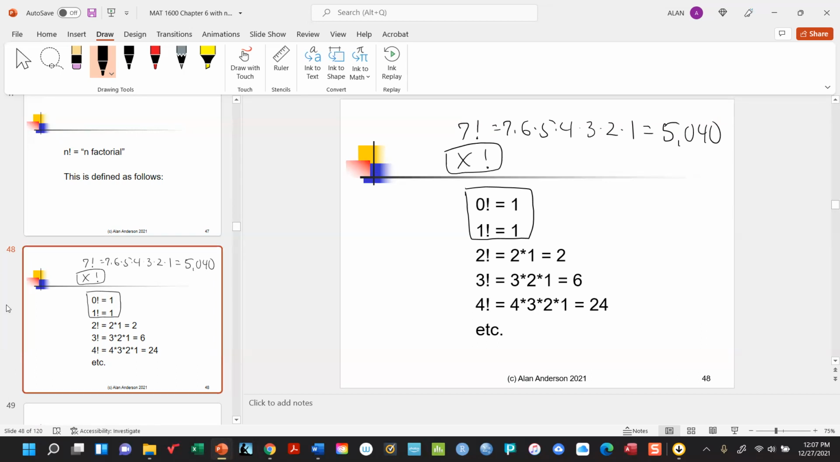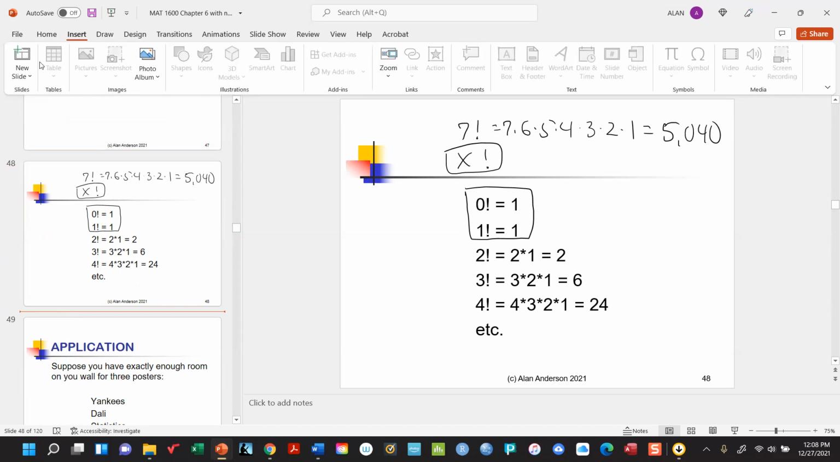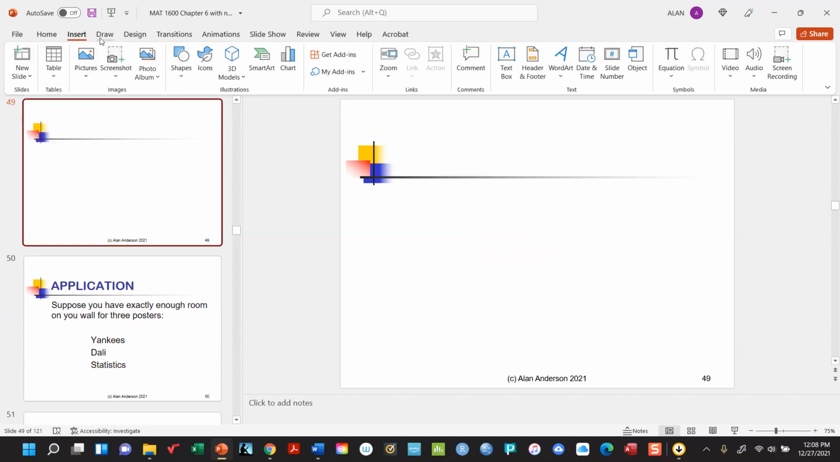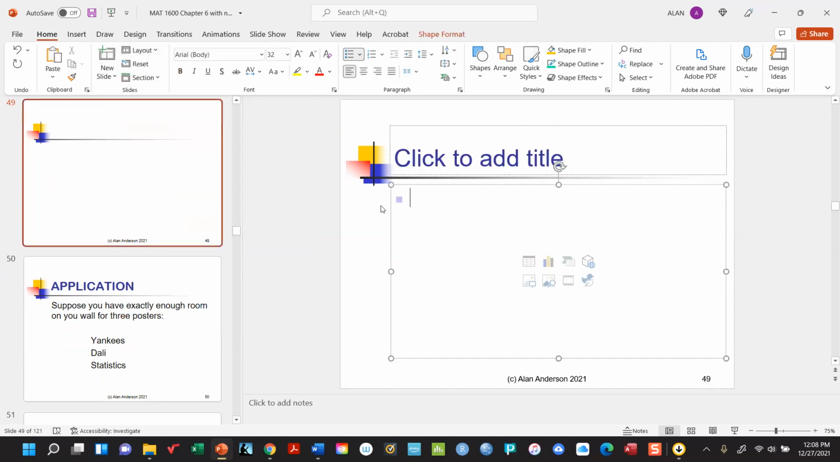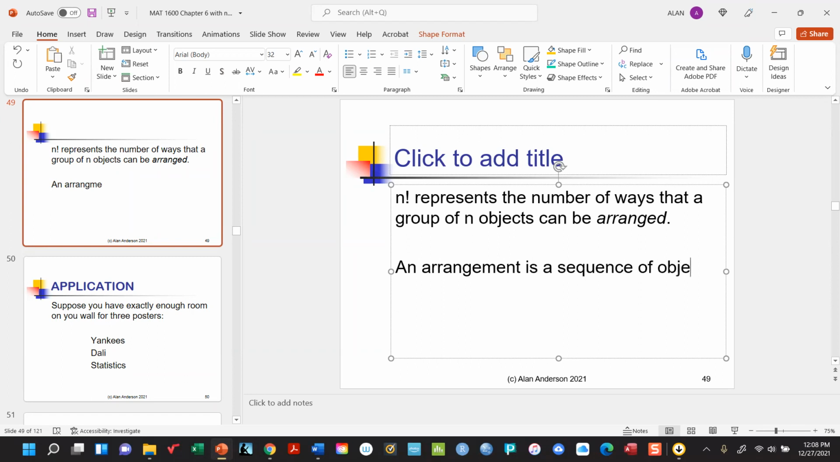Now, what is this thing for? What is it telling us? Well, by itself, n factorial represents the number of ways that a group of n objects can be arranged. Okay, now what do we mean by that? First, an arrangement is a sequence of objects. Let me show you an example of that in the next slide so you can see exactly what this means.